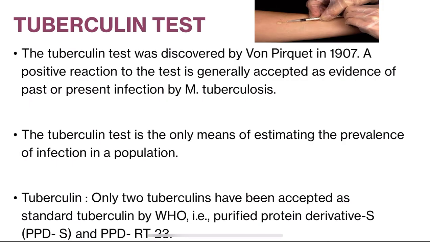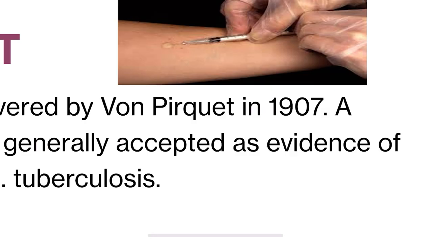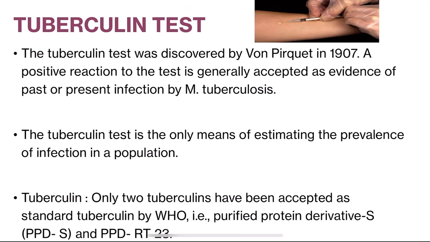Is it making sense? So a positive tuberculin test, what does it show? There will be a raised bump at the site of injection. It shows that there is possible tuberculosis infection. This possible tuberculosis infection could be present in the past or it could be a new fresh infection. It indicates both past and present infection. So the only measure for estimating the prevalence of TB infection is the tuberculin test.